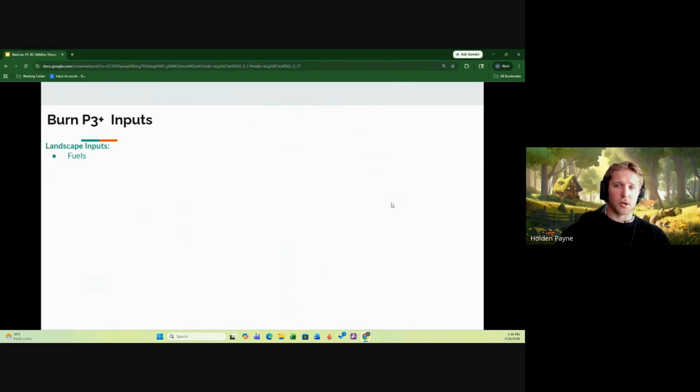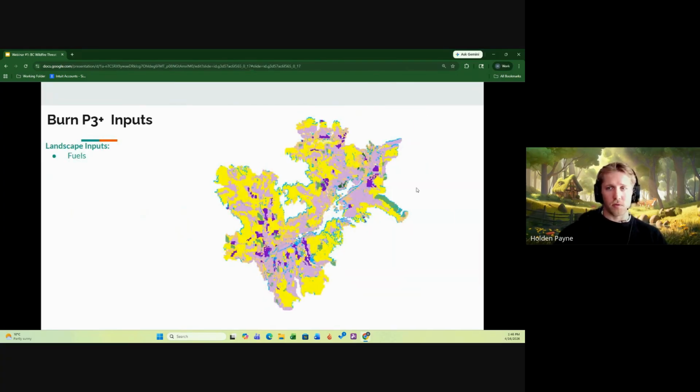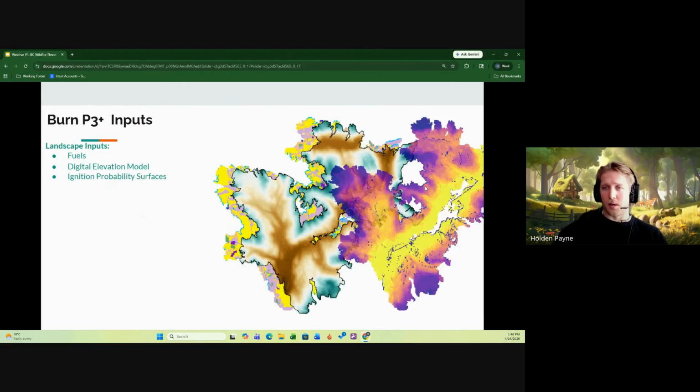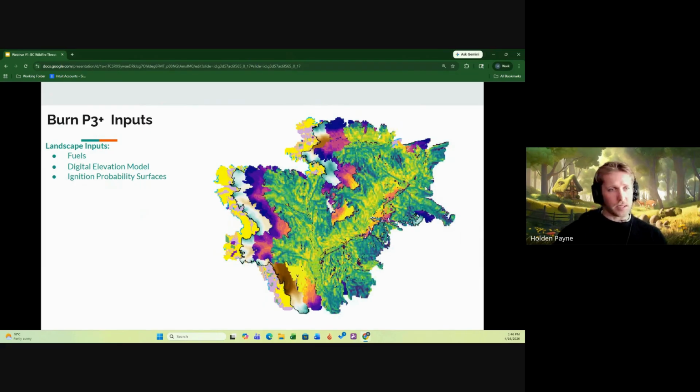So major inputs into Burn P3, we have our landscape inputs, so our fuel types, and then our DEM, that talks about terrain and slope and aspect, and ignition probability surfaces, so how likely are relative human ignitions versus lightning ignitions, and these were relativized to the province. So roads that cut through borders in our different modeling units would apply equal relevance across these units. So you can look at the landscape ignition probability of all of BC, not just per unit.